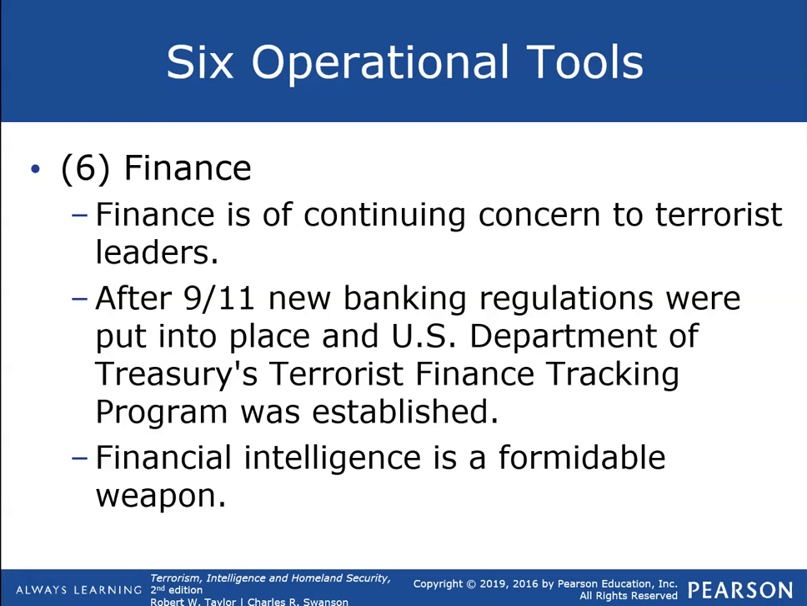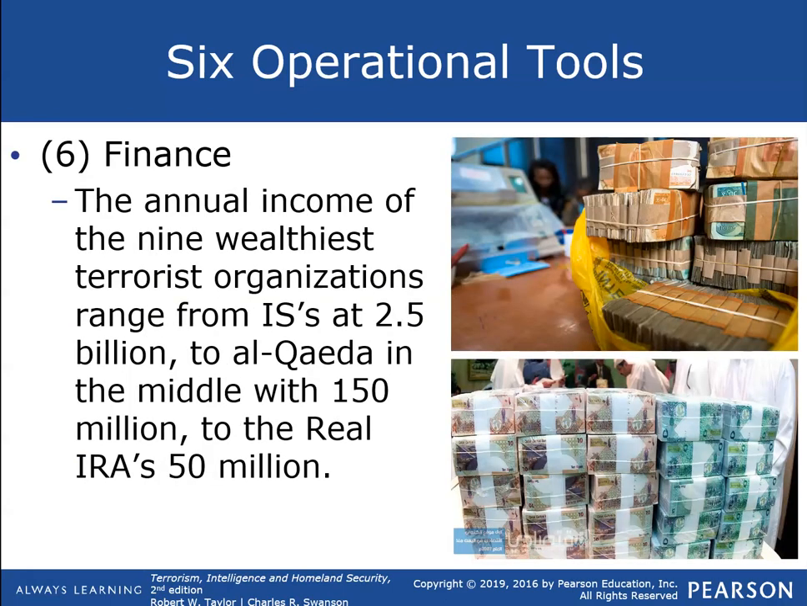After 9/11, new banking regulations were put into place, and the U.S. Department of Treasury's Terrorist Finance Tracking Program was established in order to assist in tracking terrorist financing. Financial intelligence is really a formidable weapon, because if you can get a hold of their finances and freeze them, or even better, remove the finances, then they're not going to be able to run their system. And that's almost like any other business, right? You need some finances in order to run your business.